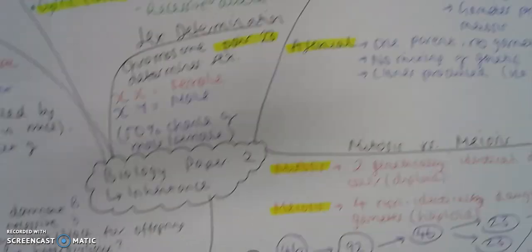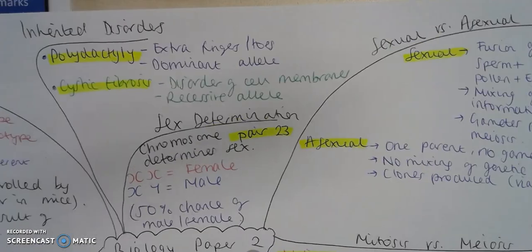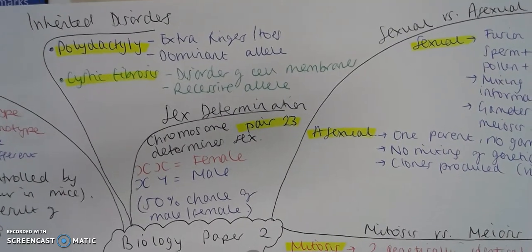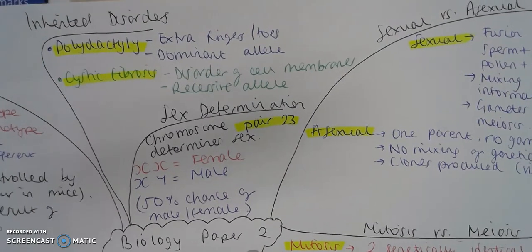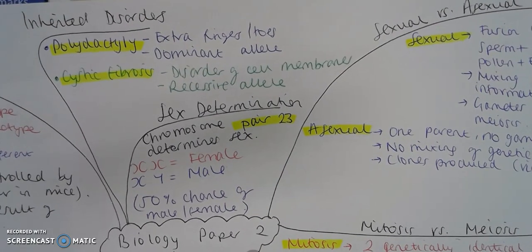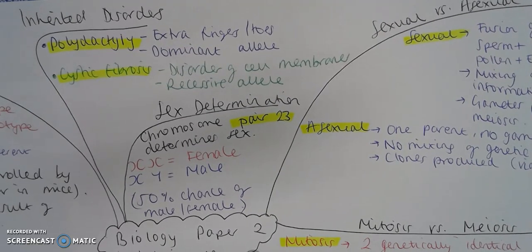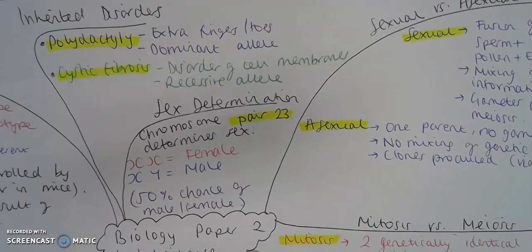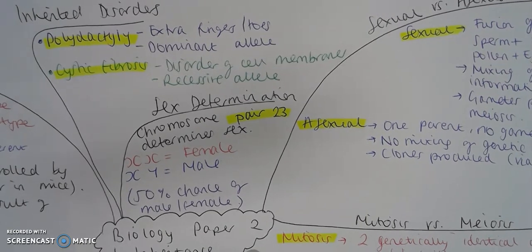Okay, final little bit for inheritance. Inherited disorders: we've got two we need to be aware of primarily. Polydactyly, which is when there's extra fingers or toes. This one is controlled by a dominant allele, so a capital letter will be representing that. Only one needs to be present. Cystic fibrosis is a disorder of cell membranes, and this one's caused by a recessive allele, so it's got to have two of those alleles present, two lowercase letters to represent it.